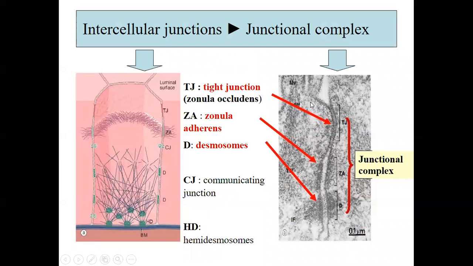Now, just to recap what I mentioned earlier, the tight junction or zonula occludens is located above here, based on the arrangement. Then we have the zonula adherens. Sorry, we have the desmosome here. D is desmosome, and then we have the communicating junction. CJ is communicating junctions. And here below we have the hemidesmosome.